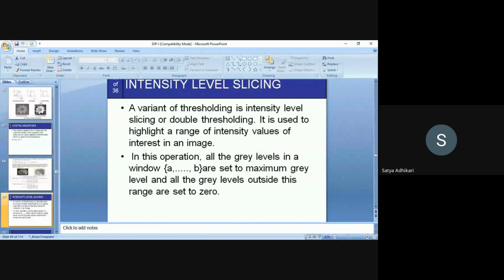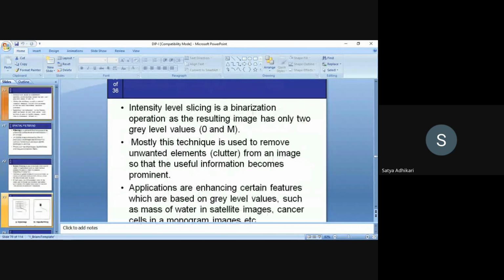So this is called intensity level slicing or double thresholding. You may get a question: what is the difference between thresholding and double thresholding? It is also a binarization, because you will get two values, 0 or 1, or 0 or 255, black and white. The resulting image has only two gray level values, 0 and M. Mostly this technique is used to remove unwanted elements from an image so that the useful information becomes prominent.